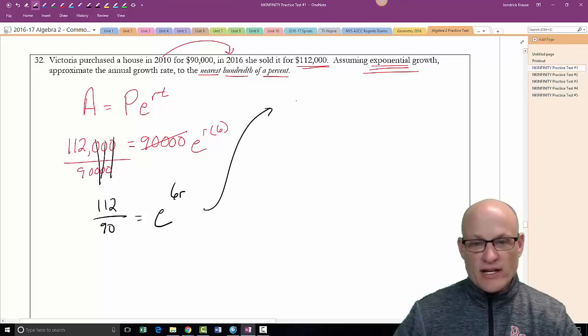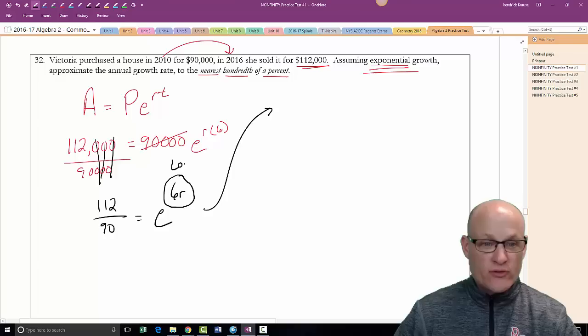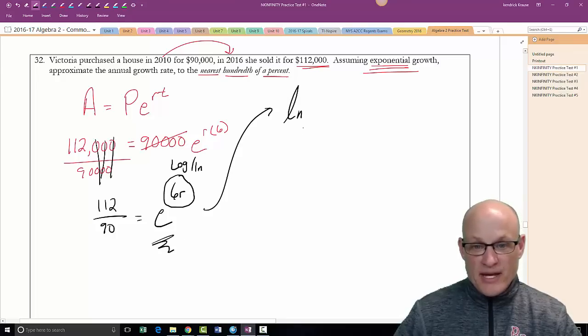Now to solve this, you need to take the natural log. Now you remember, anytime you have an exponent that you're looking for, you know this is either going to be log or natural log. In this case, because it's an e function, you use natural log. So the natural log, base e.